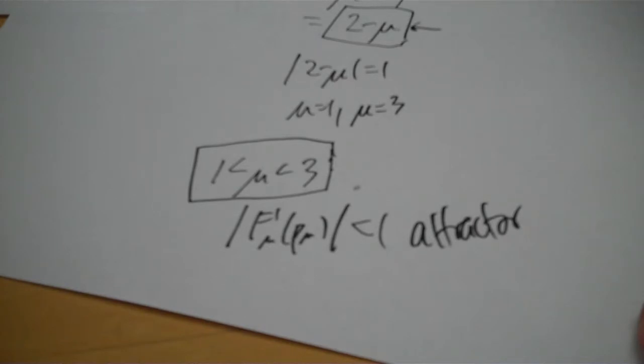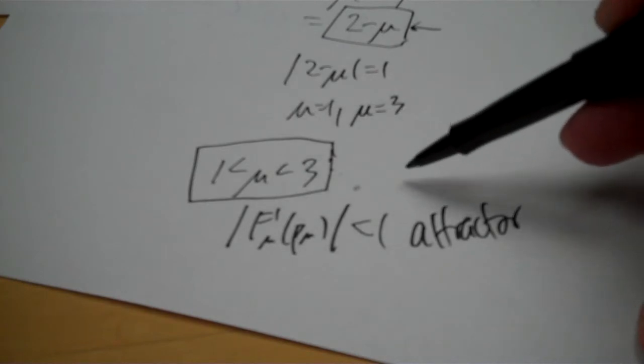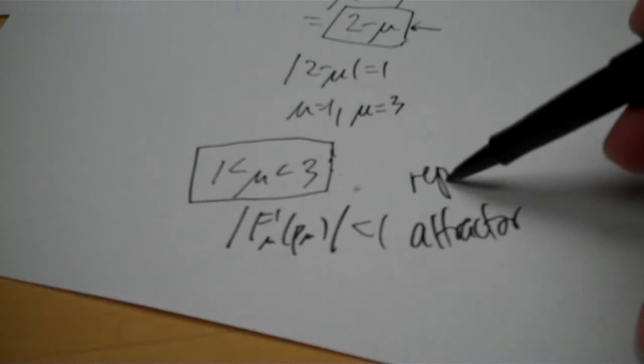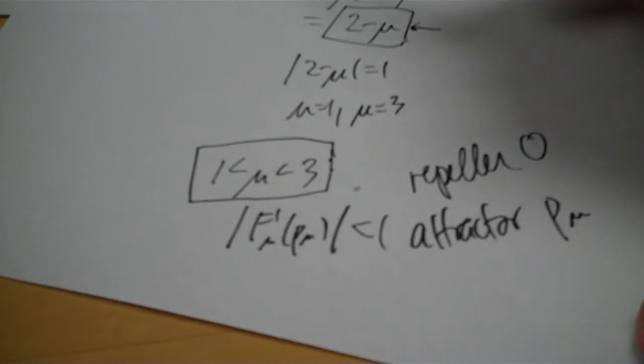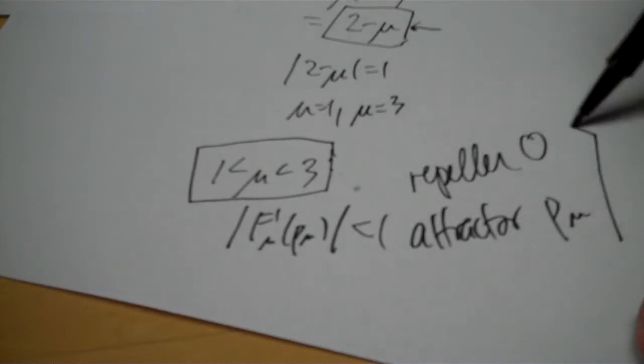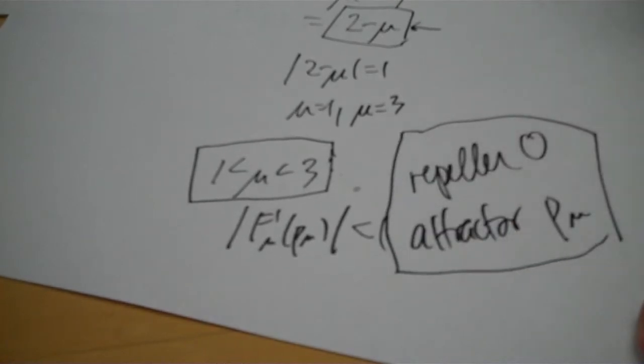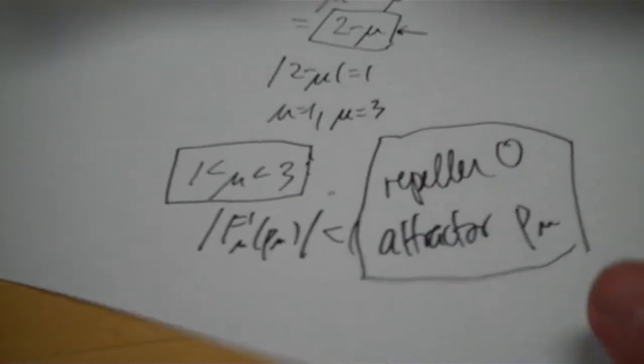We could completely characterize the behavior of what goes on, and that is that 0 is a repeller, and the other one, p sub mu, which is mu minus 1 over mu, is an attractor. And that's totally consistent with the way that we've been drawing these pictures. And what are mu's between 1 and 3 going to behave like?